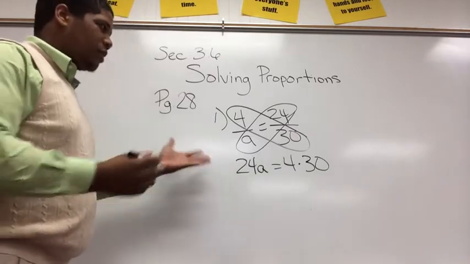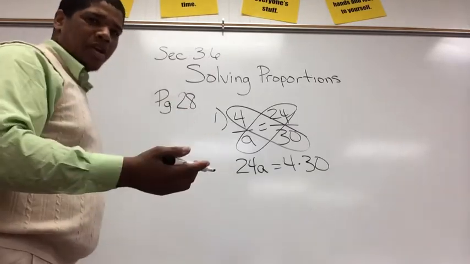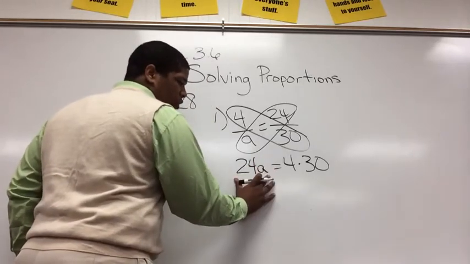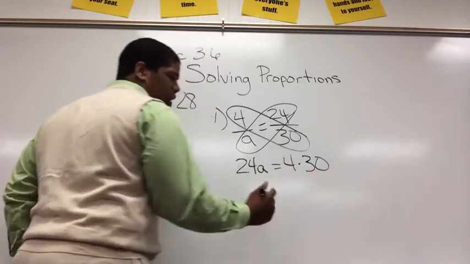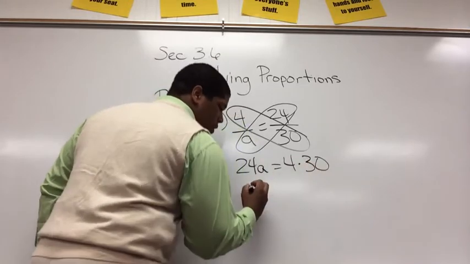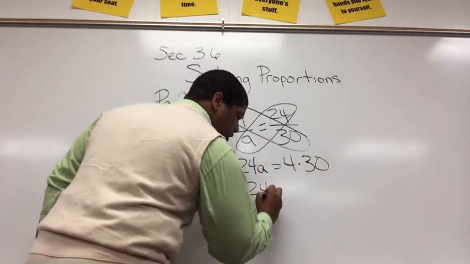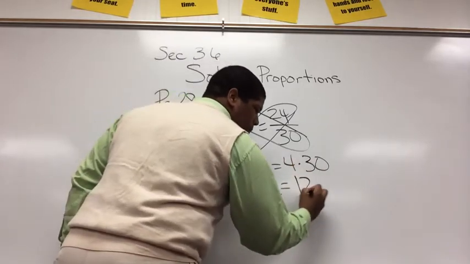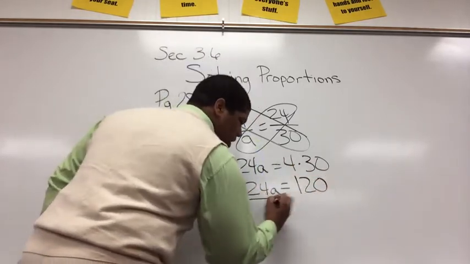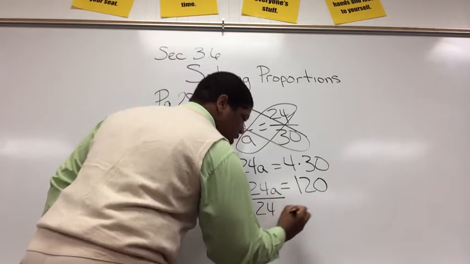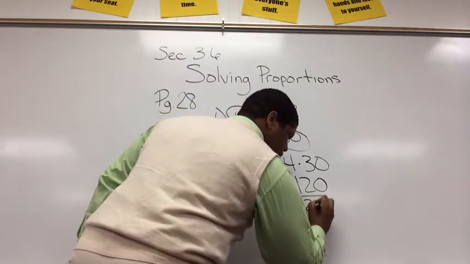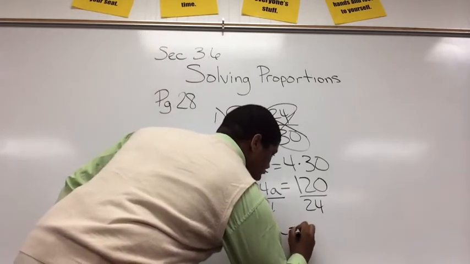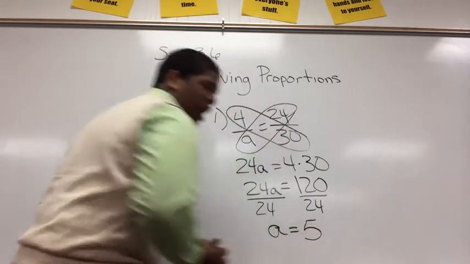But when you do it, you don't have to write everything out, but it would be very helpful so you don't make any mistakes. So we have 24a on this side, and we need to do 4 times 30 over here. So I'm going to move my 24a down, and equal to 4 times 30 is 120. Then I'm going to divide by 24 on both sides, and I am left with a is equal to 5.